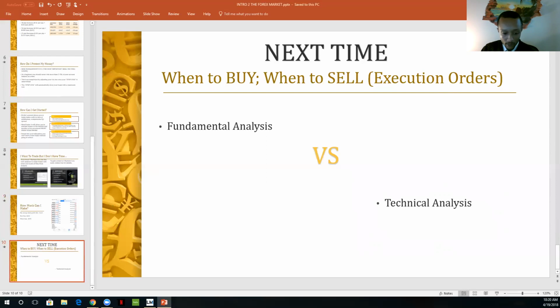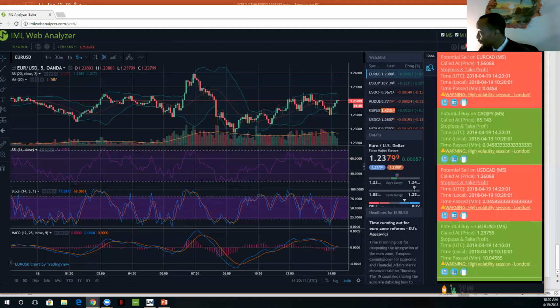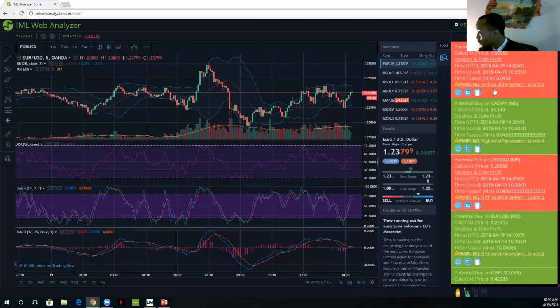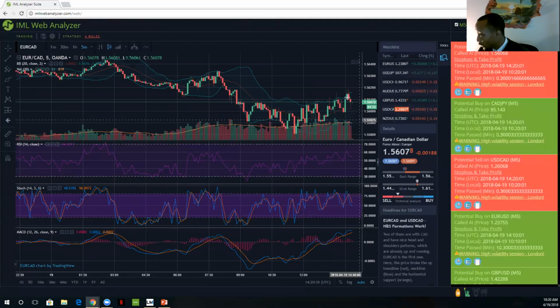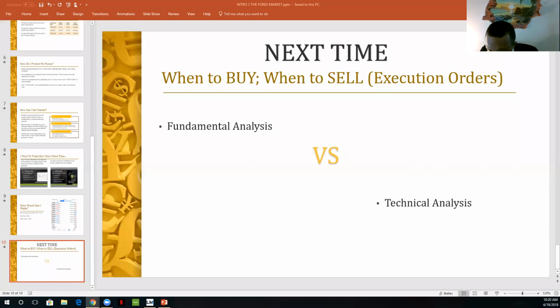Just got a new notification for a trade I might need to take. One second. So you see that literally just came in seconds ago, 0.3 minutes. A sell on Euro CAD. And you see it's going down, but they probably called it because it bounced off of this top Bollinger Band. And that's just some advanced stuff you'll learn later on.